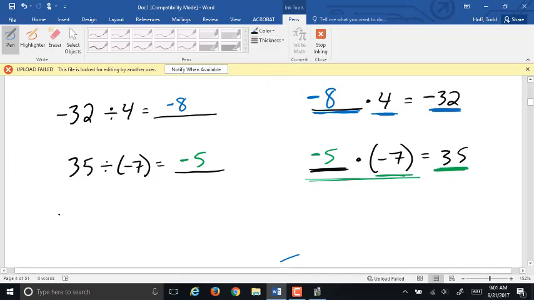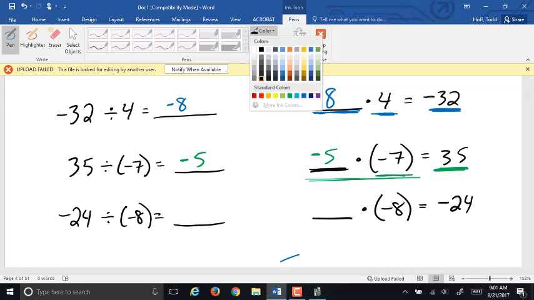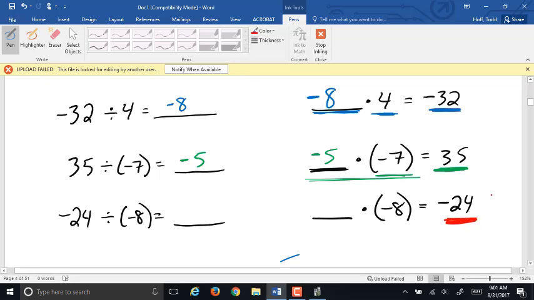I might have a negative 24 divided by a negative 8. So again, that is asking me what number times negative 8 equals a negative 24. Well, let's look at the signs first. The result is negative here. So when the result is negative, that means I multiplied a positive number and a negative number. The number I already have is negative, so I need a positive. What times 8 is 24? 3. So positive 3 times negative 8 makes negative 24.